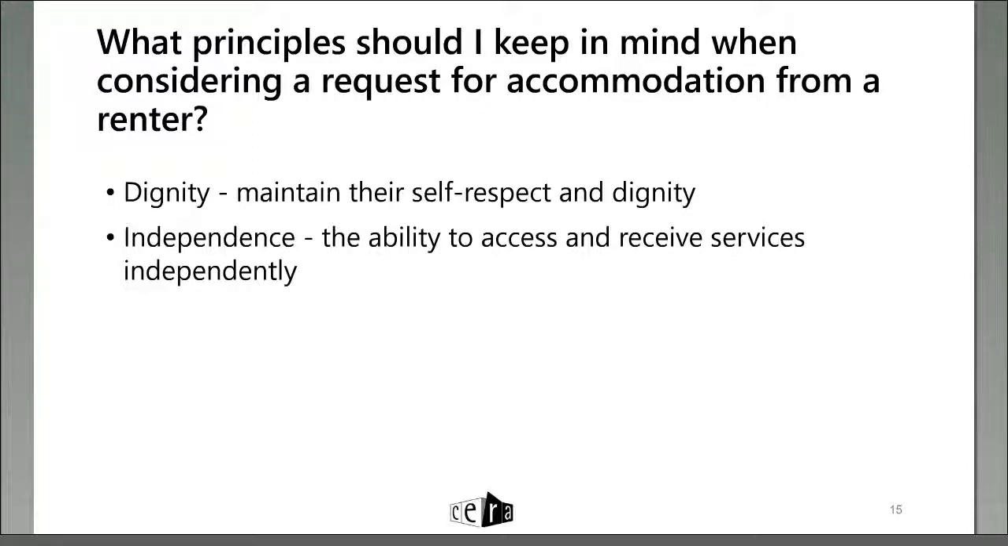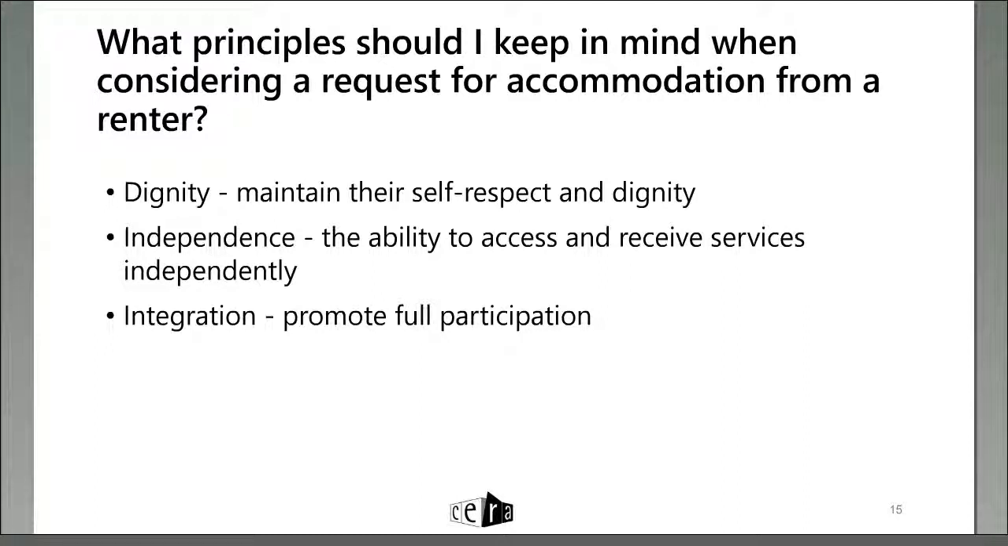The next is independence. People living with disabilities most often wish to access services independently. This allows them to do things in their own way. Open communication will help housing providers discover how renters with disabilities wish to access and receive services.